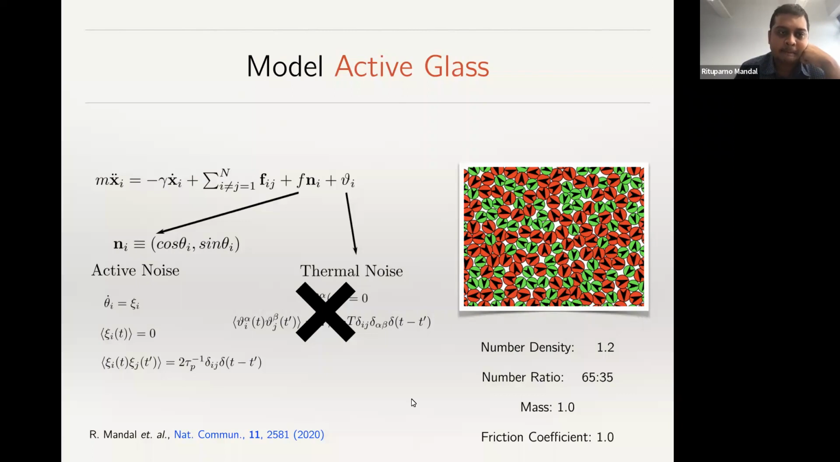So why is the active noise delta correlated, with zero range correlation in time? Is there any particular physical way one can understand this?